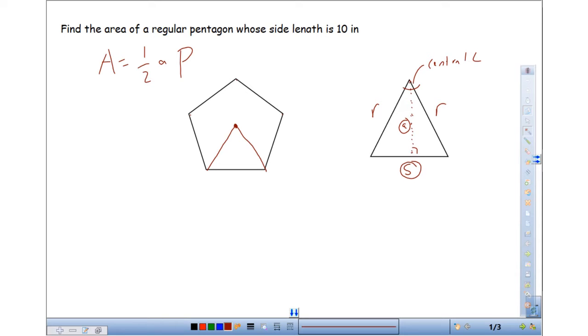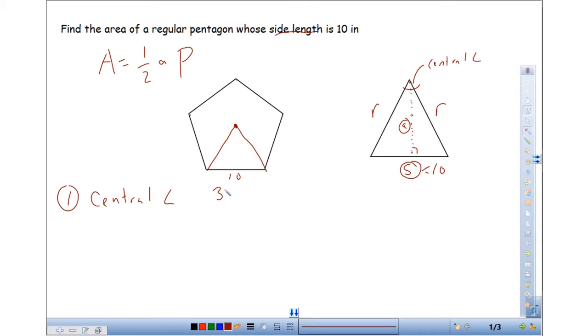All right, so this problem, I'm given the side length. So that means I'm given this bottom piece, right? Which happens to be 10. So that means inside of my triangle, I have a bottom piece of 10. Now, the first thing that you want to do is you want to find the central angle. So every time you do one of these problems, you want to find the central angle.